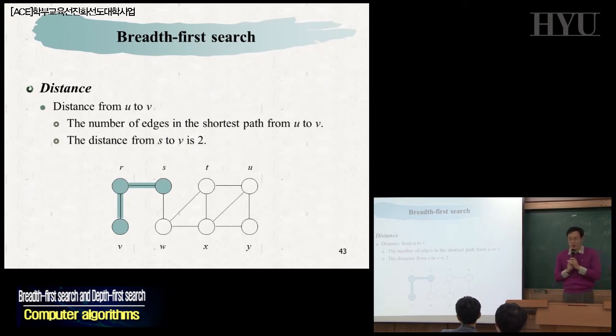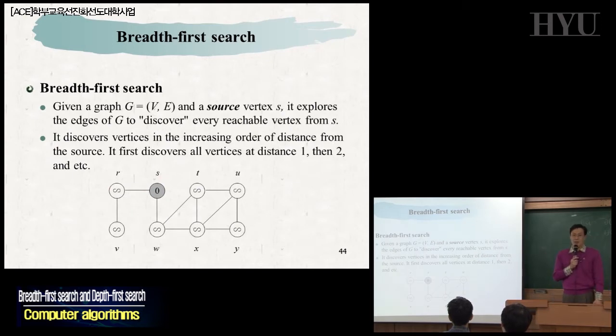Okay, so I'll explain BFS in a graph. First, I'll define distance of vertices. In this case, distance between vertices. The distance from a vertex U to another vertex V is the number of edges in the shortest path from U to V. So look at this example. The distance from S to V is 2 because this is the only path, so it is the shortest path, and there are only 2 edges in the path, so it's 2.